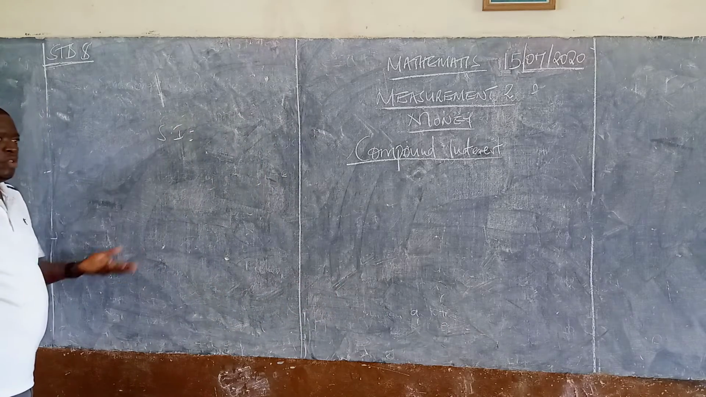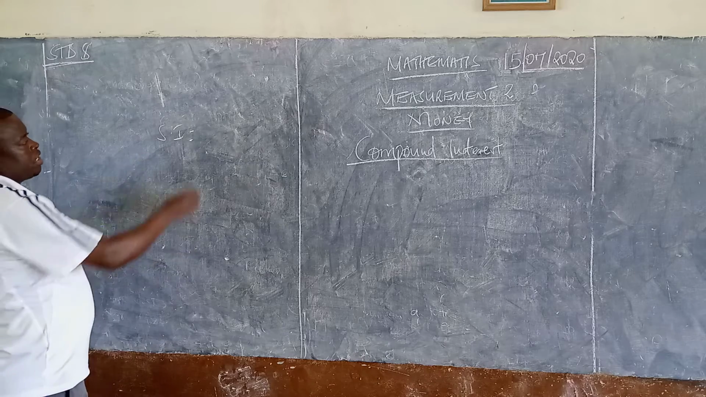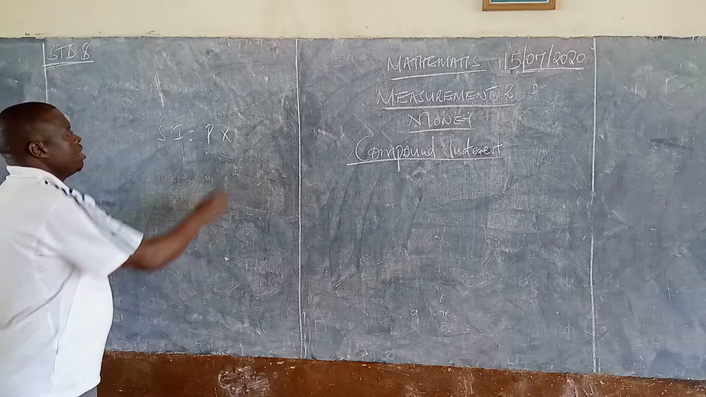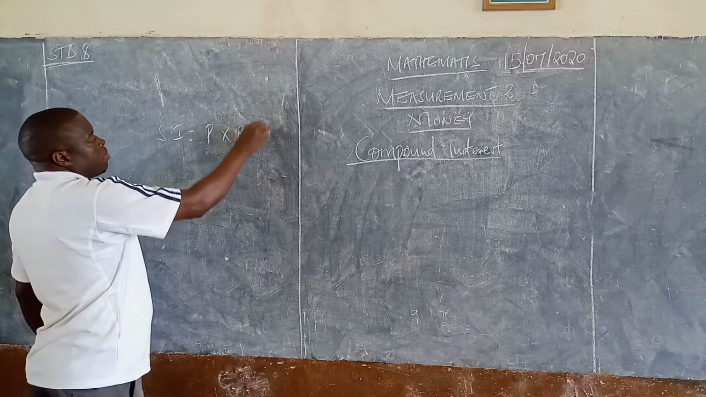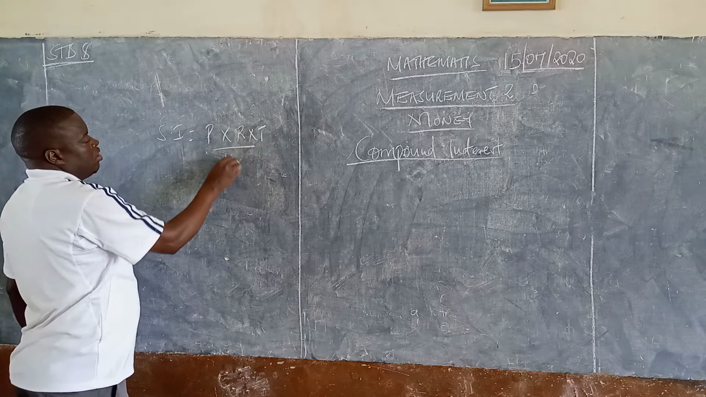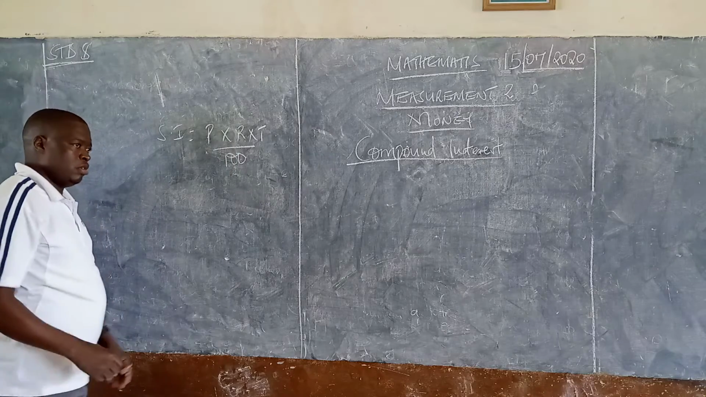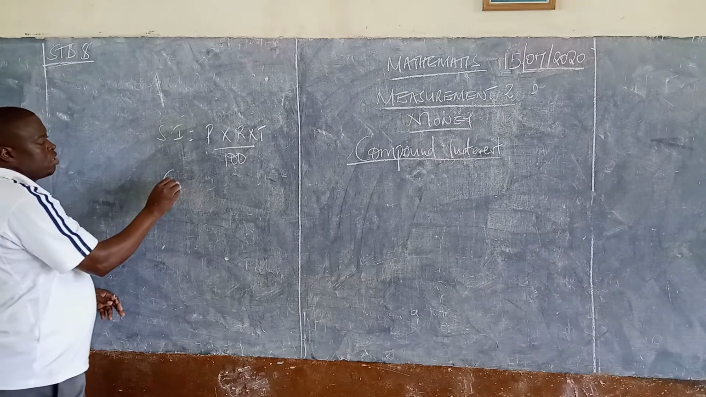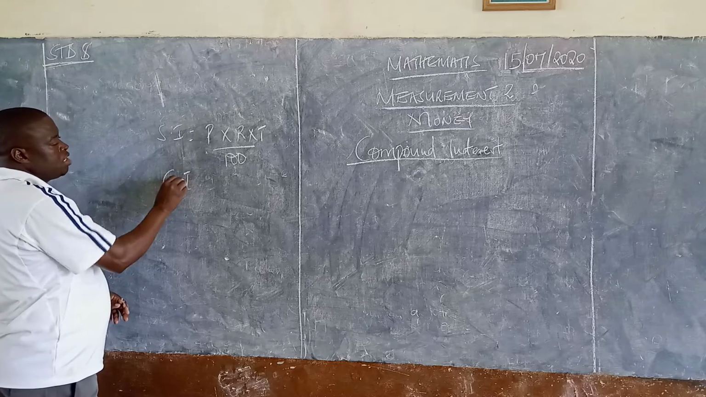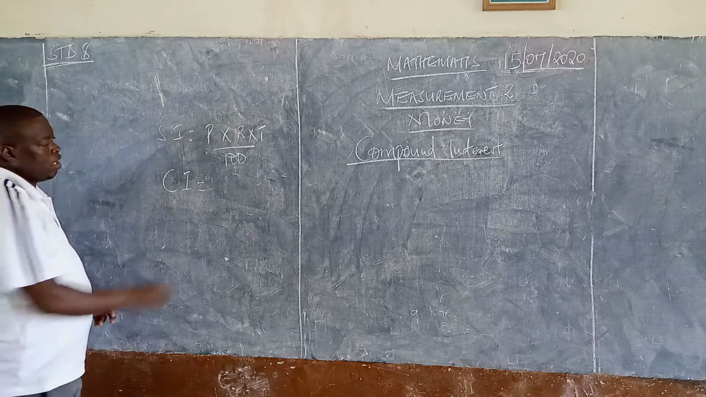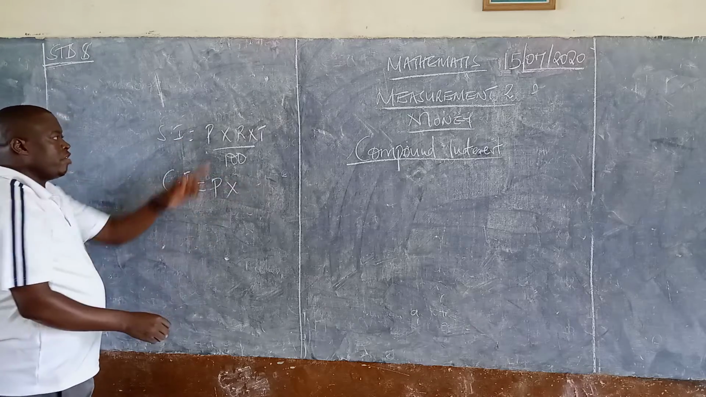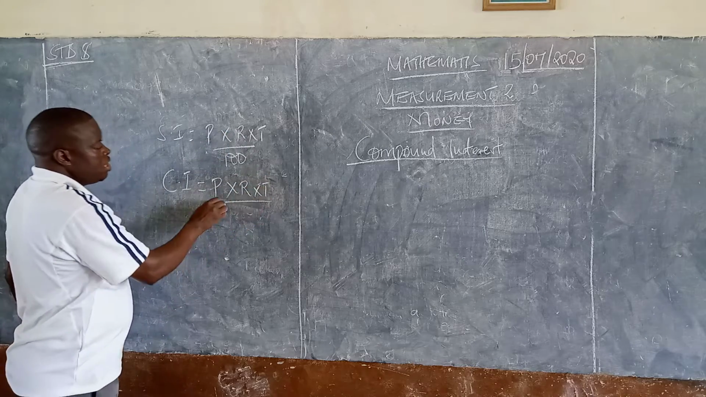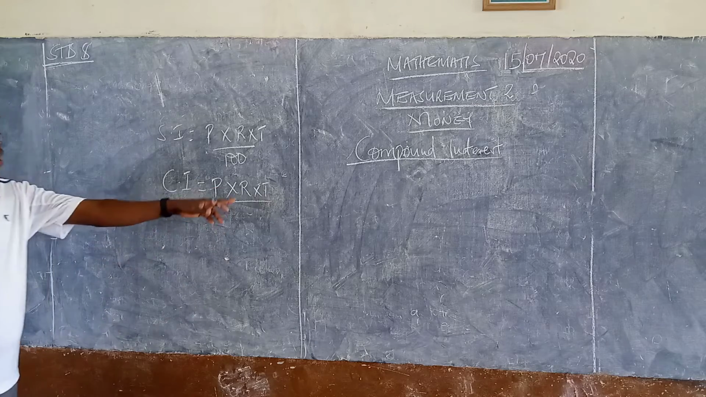When you want to find simple interest, we say that we have the principal, then we multiply by the rate, then we multiply by time, then over 100. But now, the difference comes in when you talk of compound interest, that is CI. We have the principal, we have the rate. Now, the time is the factor here. The time is the factor.